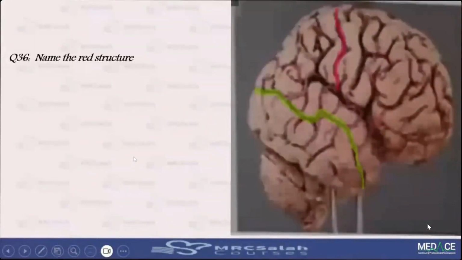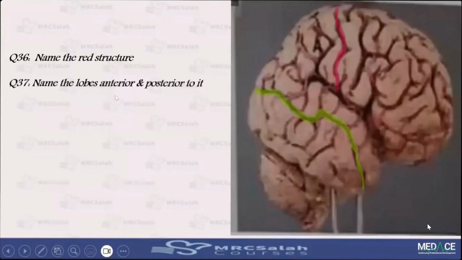What do you name the red structure? This depression, the central sulcus. Yes, exactly. Name the lobes anterior and posterior to it. So the frontal and the temporal. Yes. Which artery runs in it?